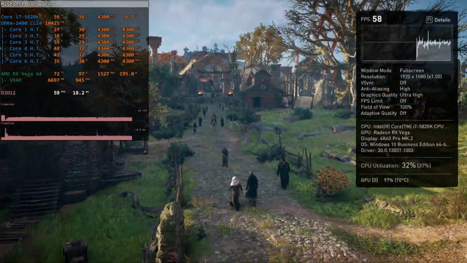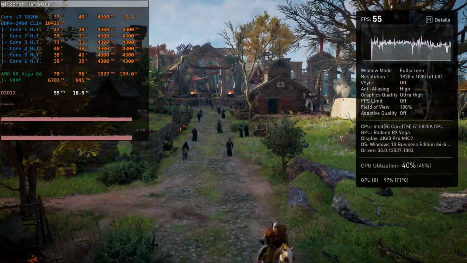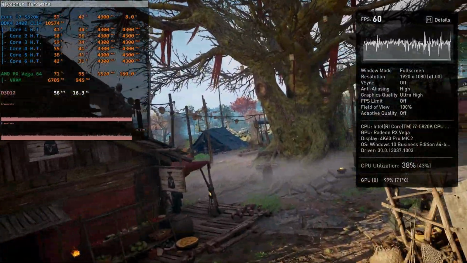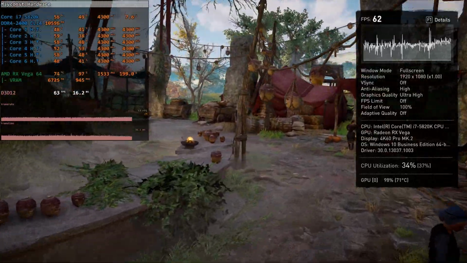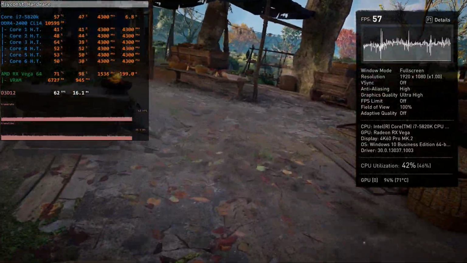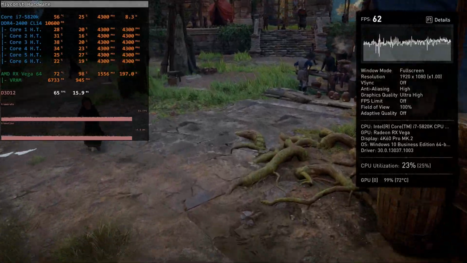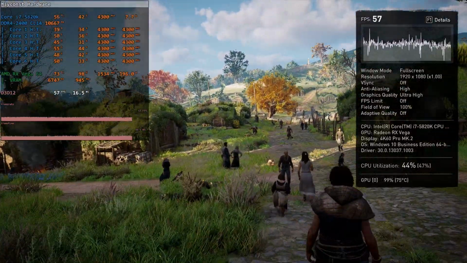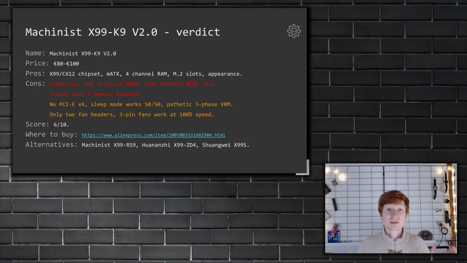About the gaming performance, I will talk in another video where I will compare this overclocked i7-5820K at 4.3 GHz to the Intel Core i3-10100F. For now, let's make a conclusion about Machinist X99-K9. At the moment, you can buy this motherboard from AliExpress for about 89-100 euros, and I believe that it is completely overpriced. Even though the motherboard has quad memory channel support and an X99 or C612 chipset, I still think that 89-100 euros is way too much.